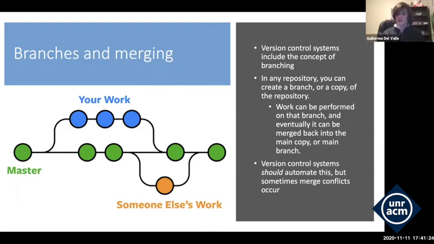When it comes to merging, version control systems should automate it, but sometimes merge conflicts occur. A merge conflict is when the version control system is a little bit confused over what version of the code it should keep. Sometimes maybe you're working on a file that's also being edited on the main branch. And then when you rejoin your file with the main branch, you might get a merge conflict. The version control system might not know which work to keep. And then it's up to you to fix that manually.